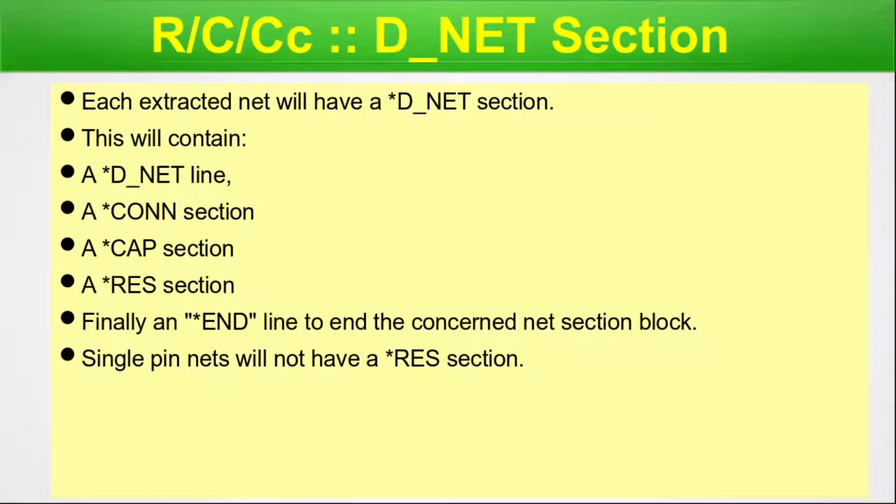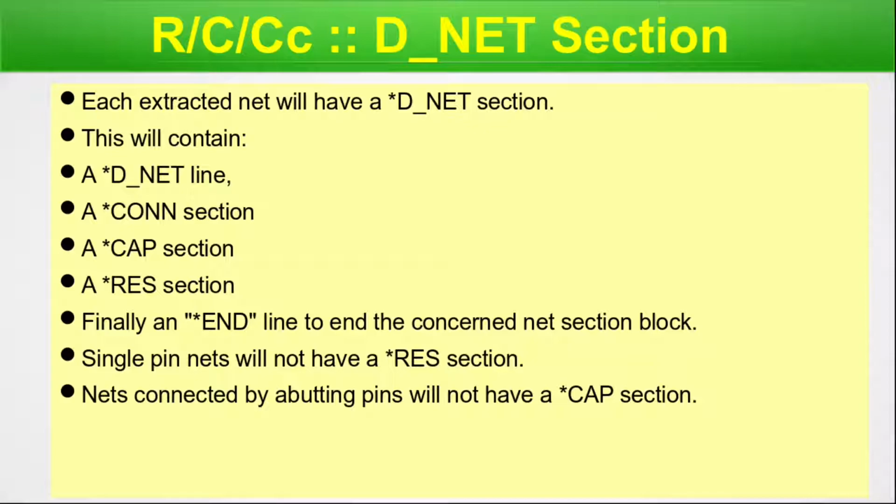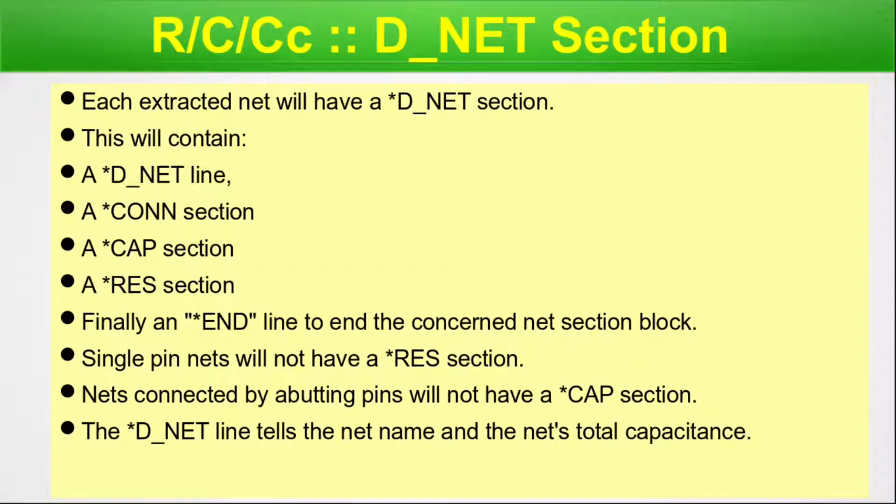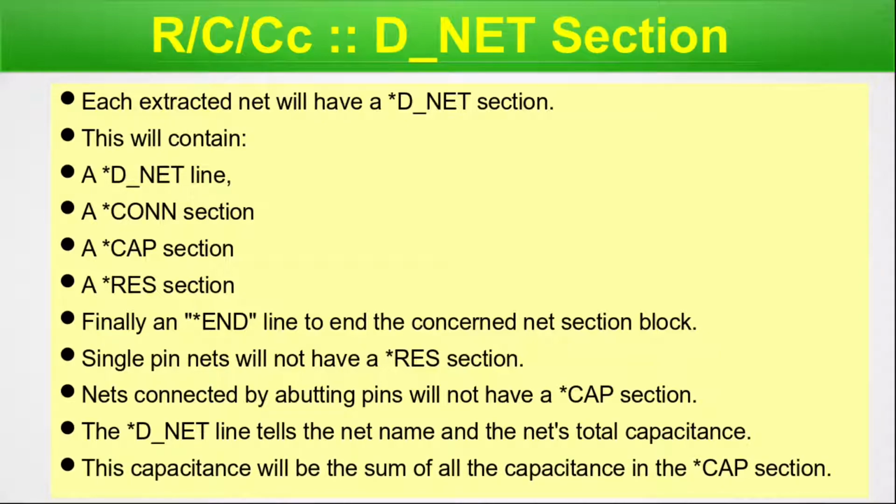Single pin nets will not have a RES section. Nets connected by abutting pins will not have a CAP section. The D_NET line tells the net name and the net's total capacitance. So when this D_NET line is there, the last field will contain the total lumped capacitance of this particular net. The capacitance will be the sum of all capacitances present in the *CAP section. So this lumped capacitance is the sum of all capacitors present in the CAP section.